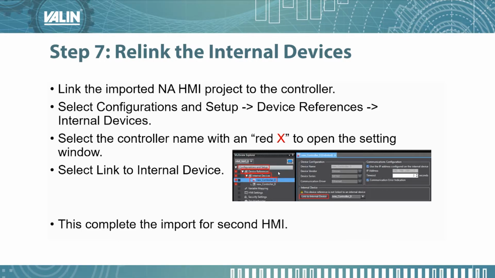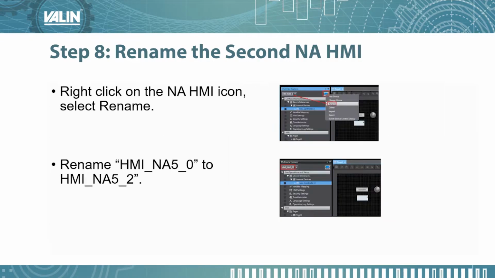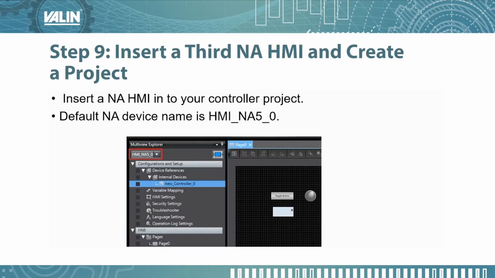Then the next thing you want to do is to link that second HMI project to the controller. To do that, you would select configuration and setup, and then select device references, internal devices, where you will notice there's a red X. You want to open that and then select link to internal device. That basically will finish the import for the second HMI. What you need to do next is rename that second HMI from HMI_NA5_0 to HMI_NA5_2. So now you have finished and have two HMIs in your project.